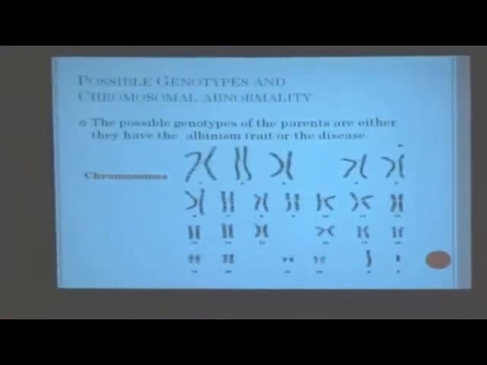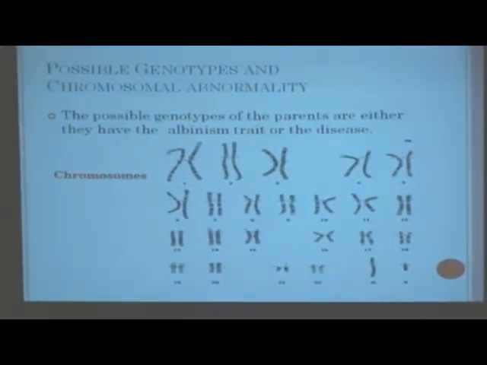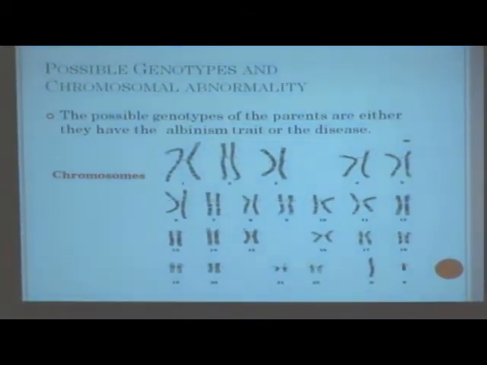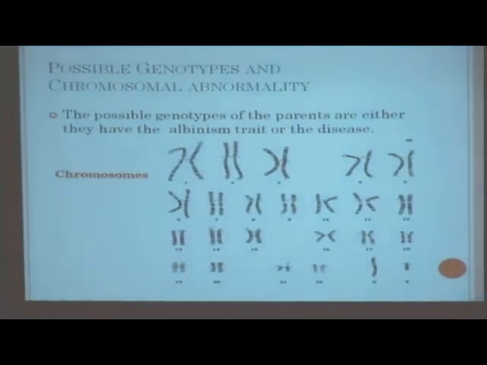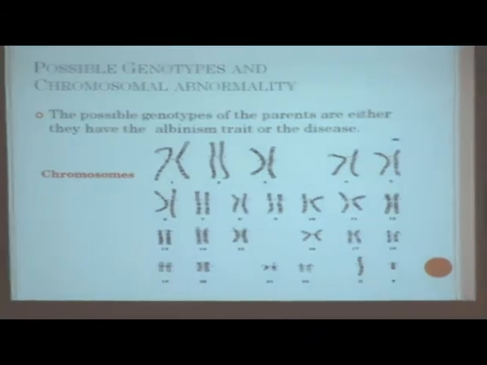The possible genotypes of the parents are either that they have the albinism trait or the disease, which shows the possible outcomes. And this is just a picture of what chromosomes look like.